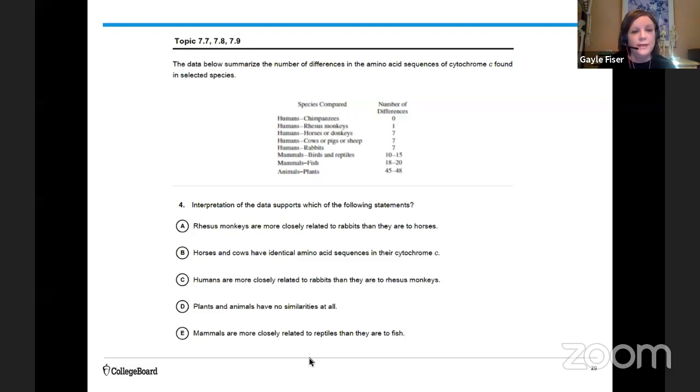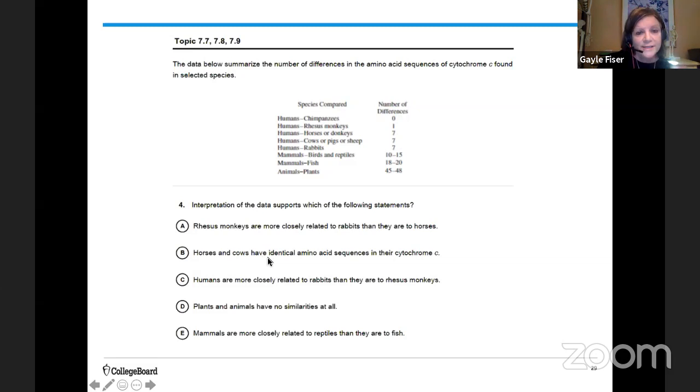Interpretation of the data supports which of the following statements? Follow along with me. Rhesus monkeys are more closely related to rabbits than they are to horses. Look at where they are: here's rhesus monkeys, there's rabbits, and there's horses. Are they more closely related to rabbits? No, because the numbers are the same, but that doesn't mean it's the same changes in amino acids. It just means the amount is the same.